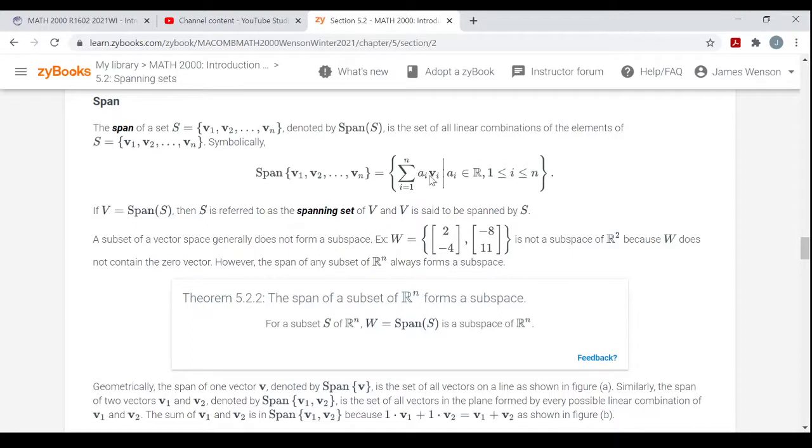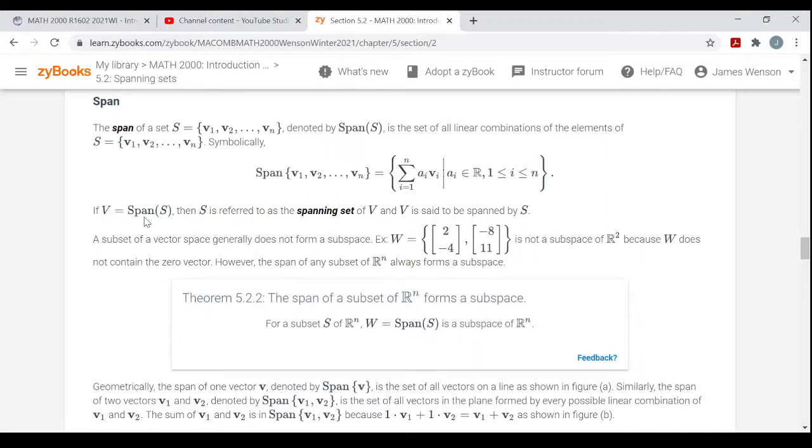And remember what a linear combination looks like. It's the sum of scalar multiples of those vectors. That's what they're expressing here. So if a set V is equal to the span of some set S, then they say that S is the spanning set of V, or they say that V is spanned by S.